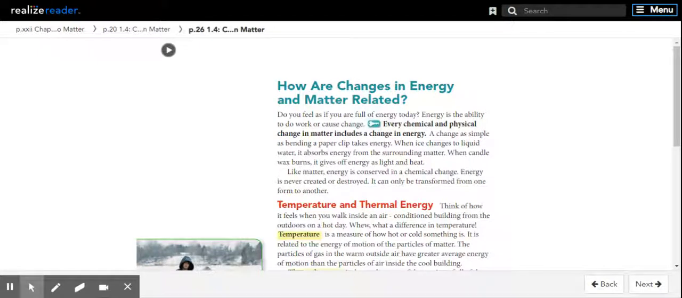Today we'll do part 3 of lesson 1.4, and it's going to be pages 26 and 27. How are changes in energy and matter related?